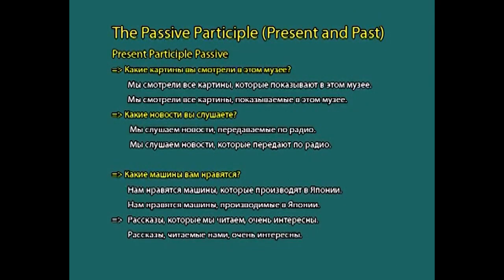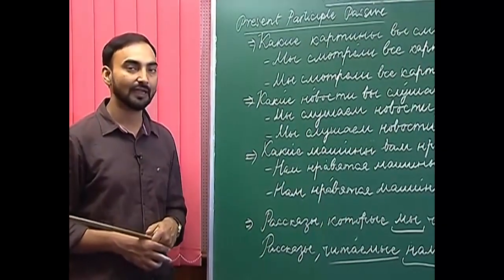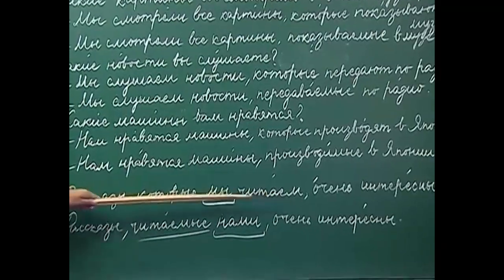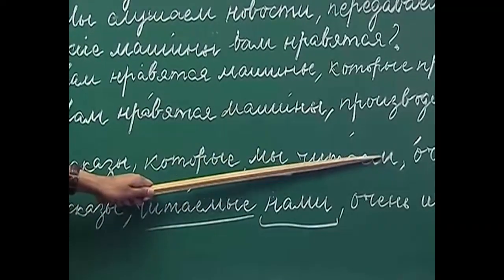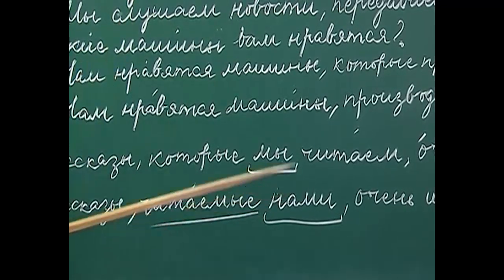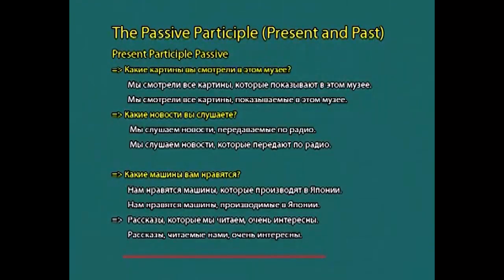So, now another important point while discussing the passive participle is, whenever we denote the performer of an action, it has to be in the instrumental case. For example, рассказы, которые мы читаем, очень интересны. As you can see, in the subordinate clause, которые мы читаем, мы is the performer of the action, which is читать. So, if you change it into present participle passive, then you have to change the performer of the action in the instrumental case. Рассказы, читаемые нами, очень интересны.